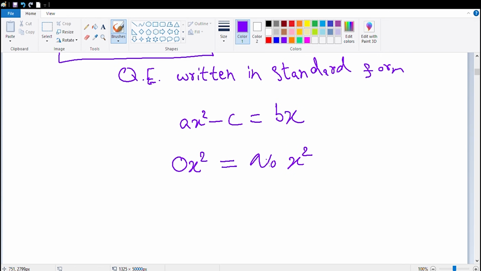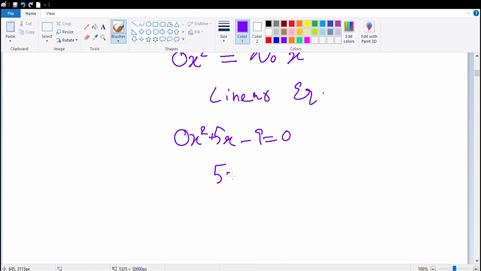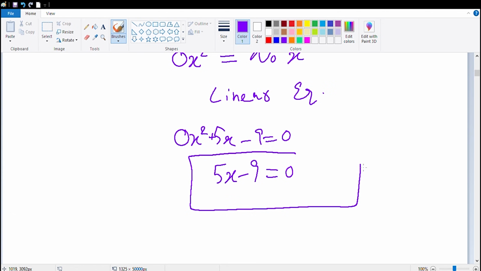And when there's no x squared, it's going to be a linear equation then, because there won't be any max power of 2. The max power can possibly just be x raised to the power 1, right? So that's why it's going to be a linear equation. So you can't write 0x squared plus 5x minus 9 is equal to 0. This isn't a quadratic equation. It's just going to turn into 5x minus 9 is equal to 0. That's it, which is a linear equation. Linear.